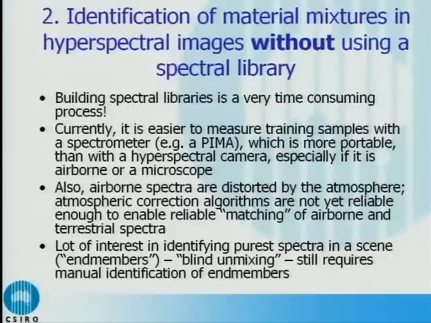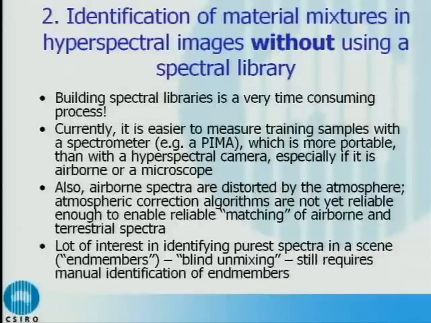Hyperspectral cameras are large, especially if it's an airborne one or a microscope. Also, airborne spectra are distorted by the atmosphere. There are atmospheric correction algorithms, but they're not yet reliable enough to enable reliable matching of airborne and terrestrial spectra. But I'm actually going to show you something I've just done in the last few days, which suggests that all may not be lost. There's a lot of interest in identifying pure spectra in the scene.